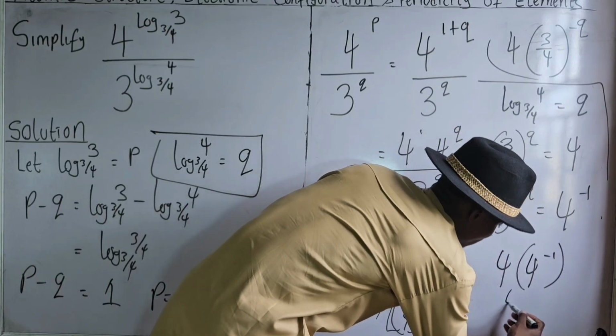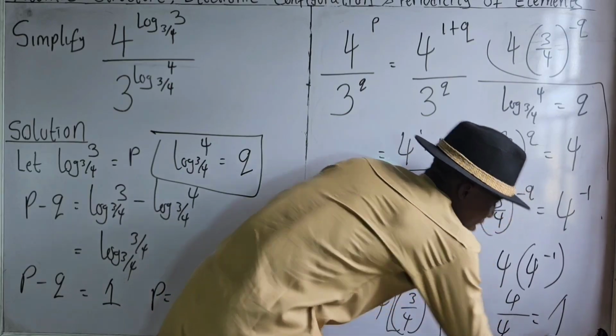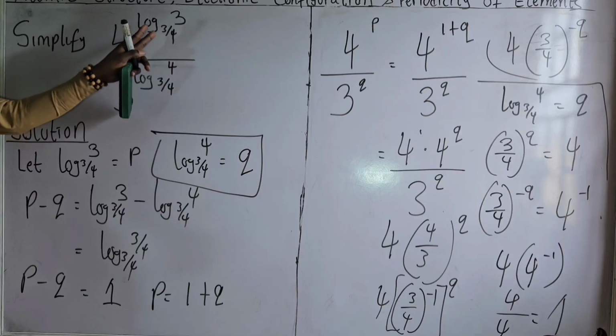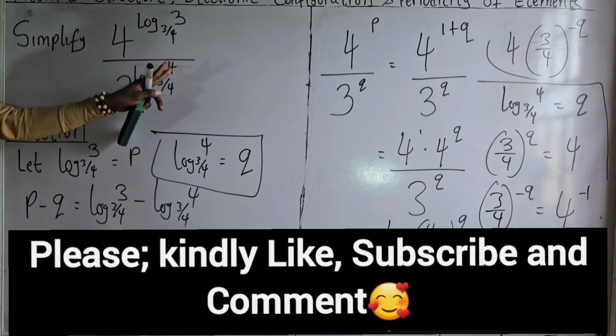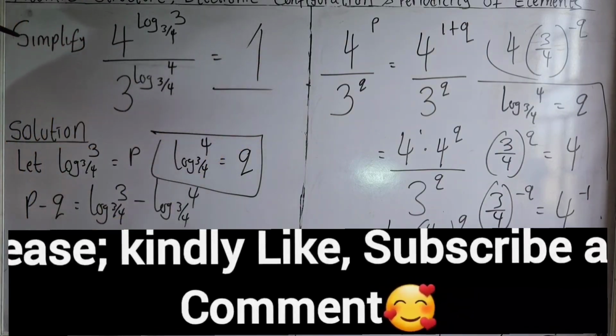And this will give me 4 divided by 4. 4 divided by 4 will give us 1. So the simplification of 4 to the power of log 3 base 3/4 divided by 3 raised to the power of log 4 base 3/4 will give you 1. And that is the solution to the question.